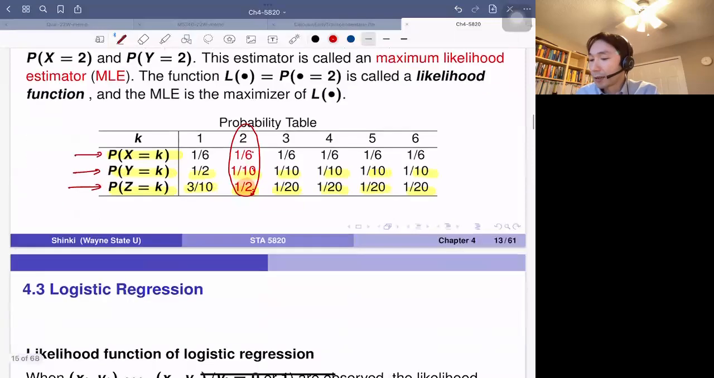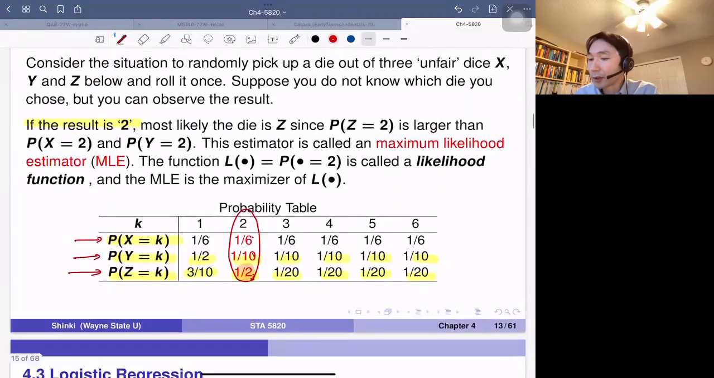Yeah, so that can be extended to multiple observations. For example, suppose that in the first trial the result is 2, and in the second trial the result is 1. What's the likelihood for X, Y, and Z? The first trial is 2 and the second trial is 1. So the probability of getting 2, then 1 is 1/36 for the die X.